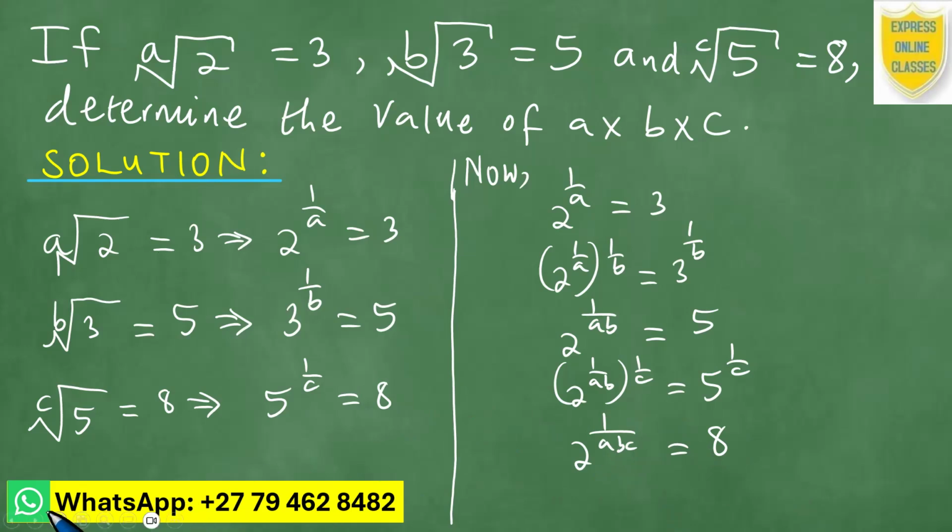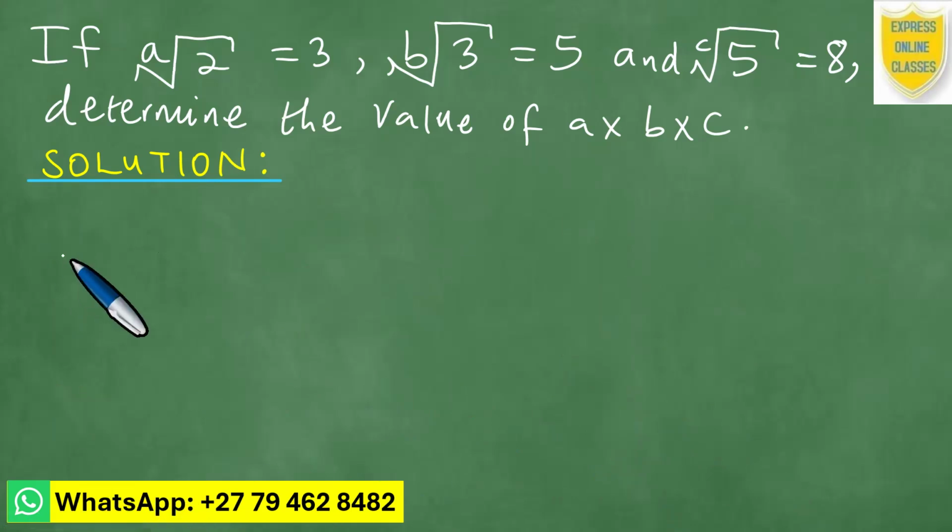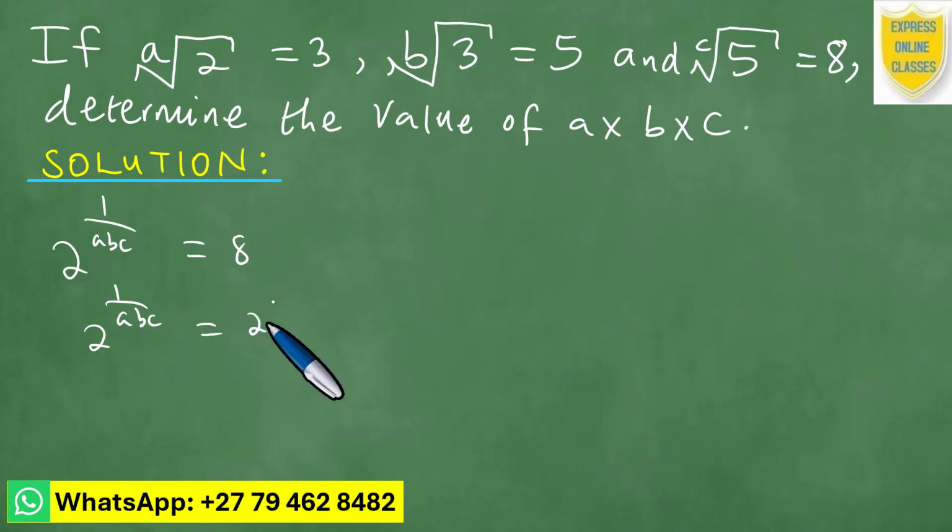And so what is the meaning of all this? We have 2 to the power 1 out of ABC, which equals 8, which is 2 to the power 3. That's what it is. When the bases are the same, we equate the exponents, getting 1 divided by ABC equals 3.